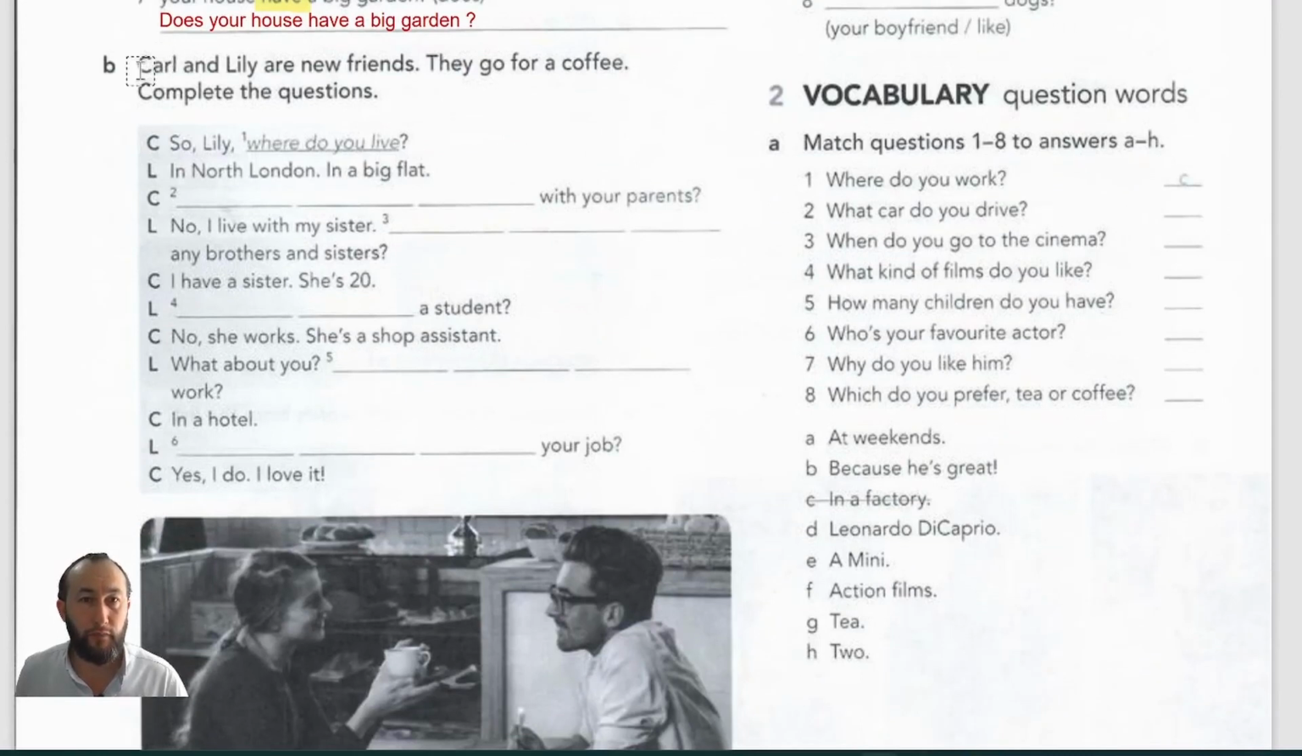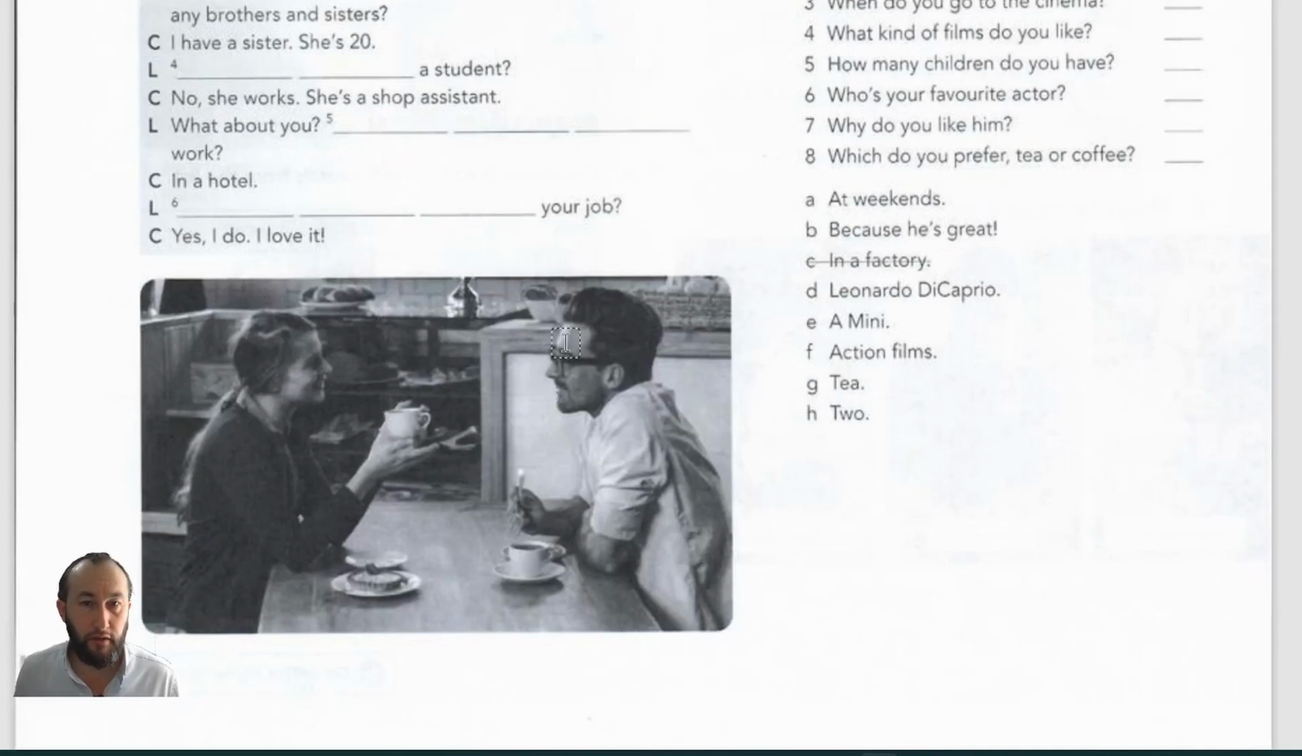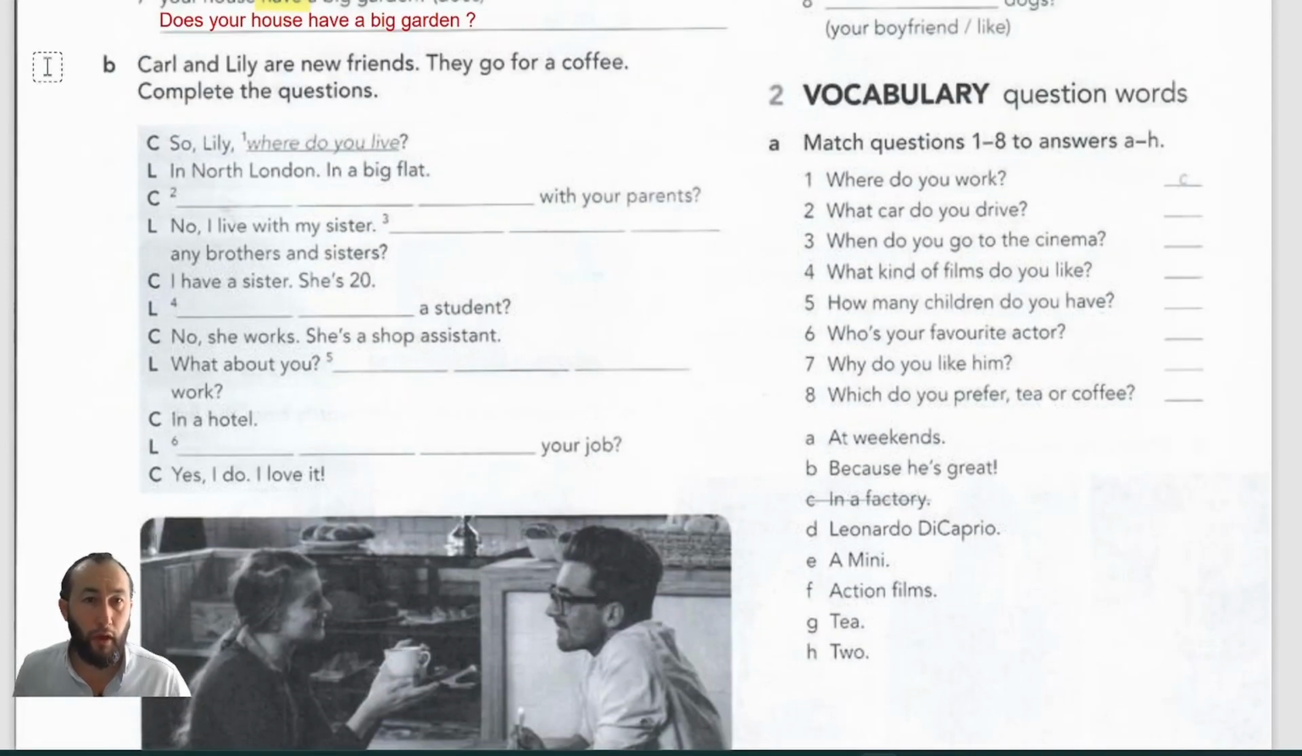Carl and Lily are new friends. Okay, very good. They go for a coffee. Okay, as you can see in the picture, they're in a coffee shop, I believe. Complete the questions. So there's a dialogue here. They're talking to each other. So C means Carl, L means Lily. So Carl is saying, so Lily, where do you live? And Lily is saying, in North London, in a big flat. And then Carl is saying, blah blah blah, with your parents? And Lily is saying, no, I live with my sister.